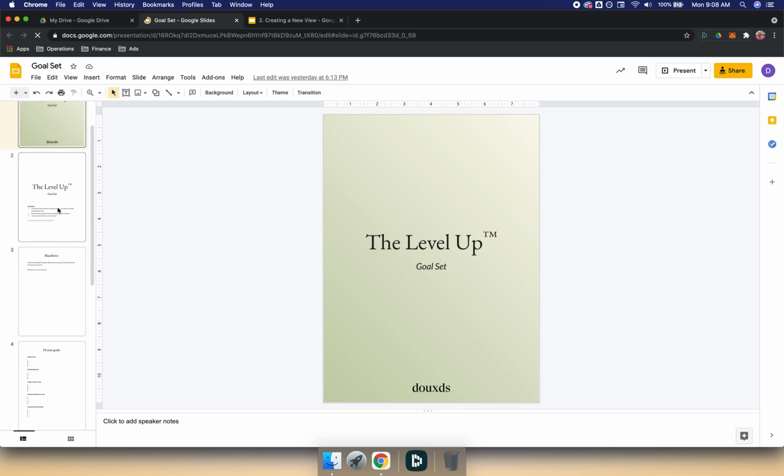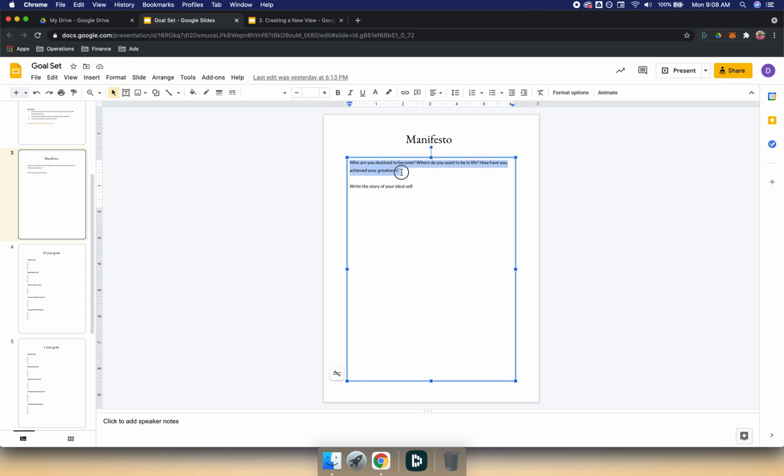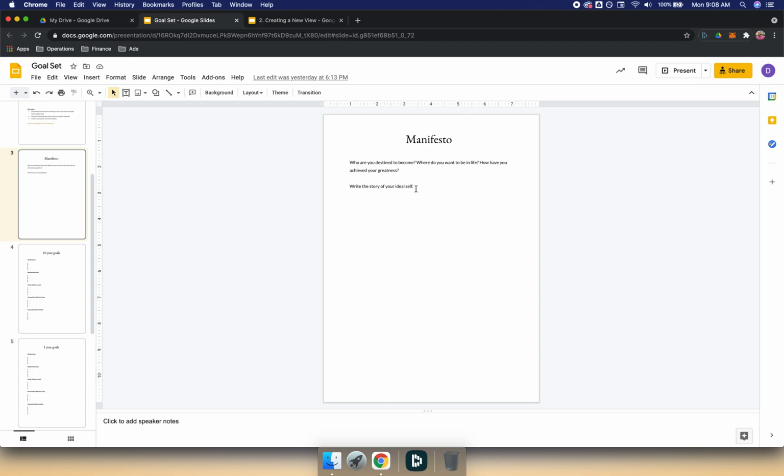So we're back here in the goal set book, and you should have already gone through and done the manifesto where you write out your ideal self, what you want for your life, what you're interested in, and where you see yourself going. This again is your big picture vision of life and what you actually want. So now it's time to map out these goals and put some time behind it and hold yourself accountable.